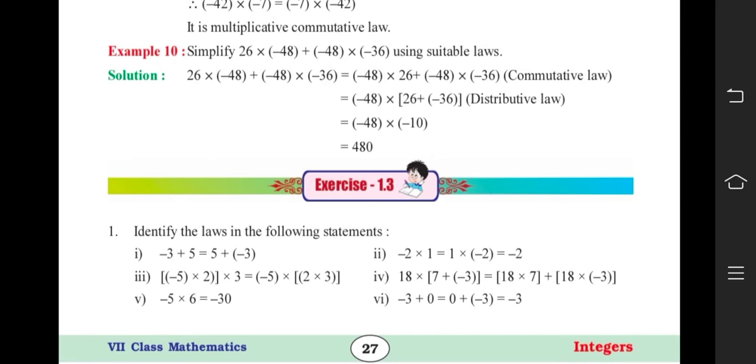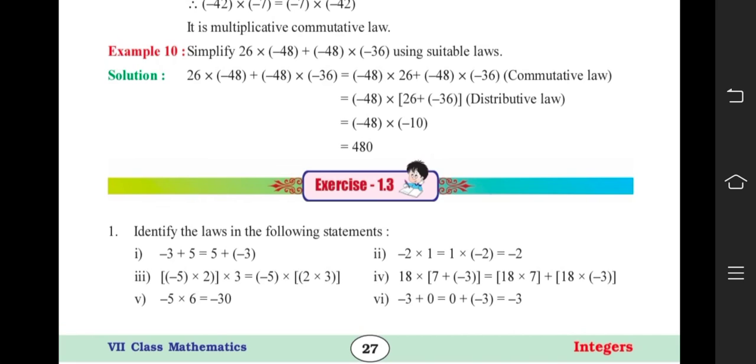So which property is it? Commutative property. Order change means commutative property. Next, second one. Minus 2 into 1 equals 1 into minus 2 equals minus 2. So here I multiplied 1 with an integer. We will get the same integer as the answer. So what is 1 called here? Multiplicative identity. Here 1 is multiplied with the integer, we get the same integer as the answer. That's why 1 is the multiplicative identity.